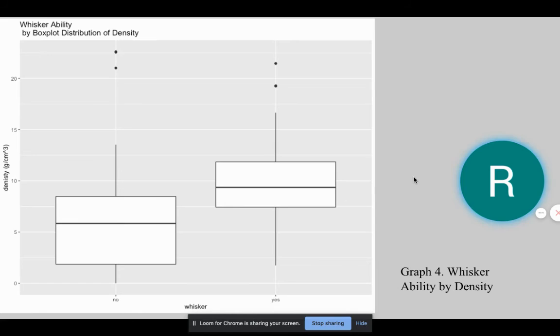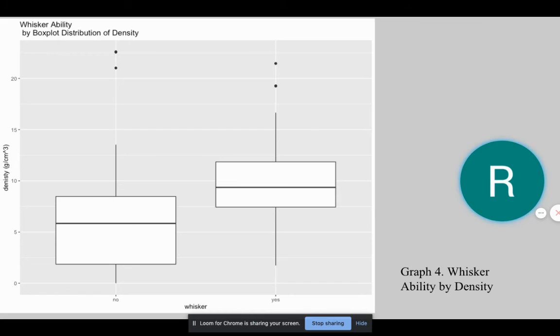So here's another graph. It's a whiskerability by box plot distribution of density. And we have whiskerability on our x-axis and density on our y-axis. And density is in grams per centimeter cubed. And clearly the elements that whisker are a lot more dense than the elements that don't whisker.